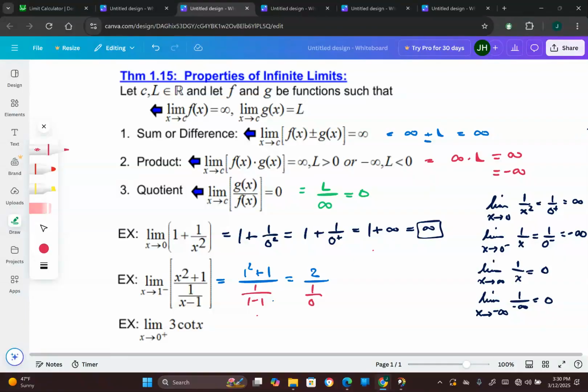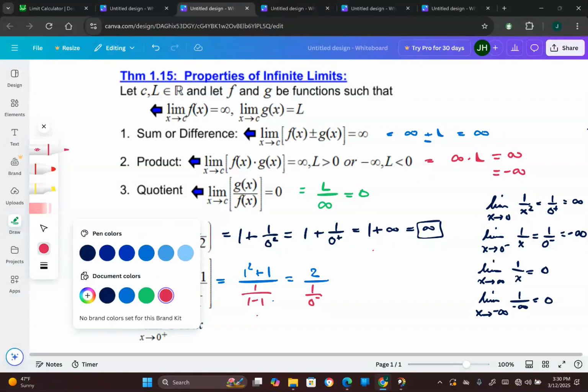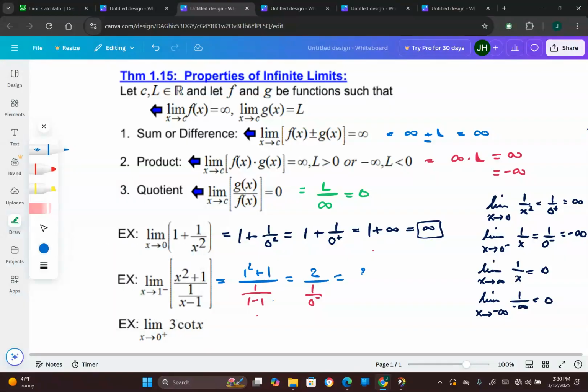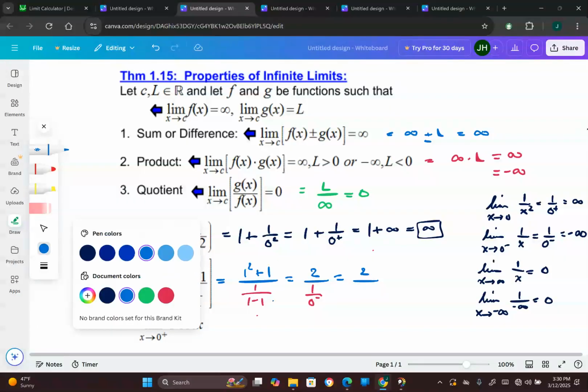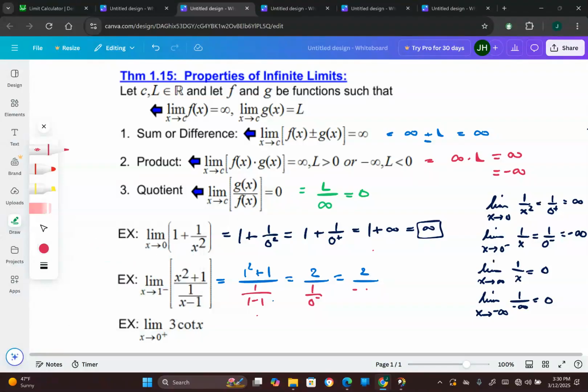I am approaching 1 from the negative side. Give me a number that's a little less than 1. 0.9? 0.9 minus 1 is negative. This is a negative 0. These are negative numbers that are approaching 0. The top is still 2. But the bottom, when you put 2 over a negative 0, it approaches negative infinity. And what's 2 over infinity or negative infinity? This fraction goes to 0.